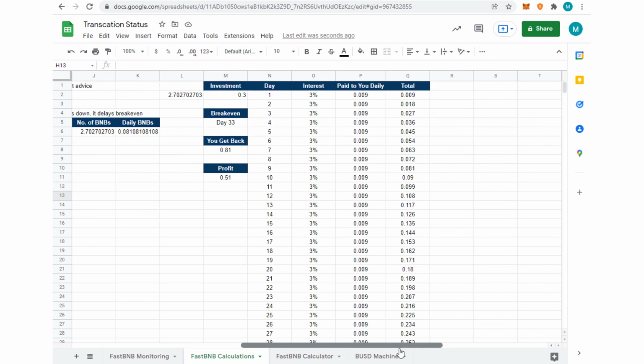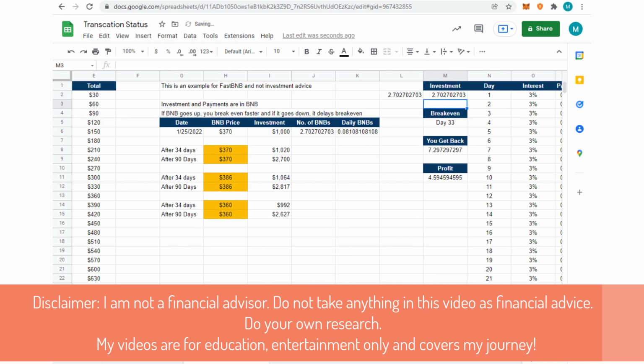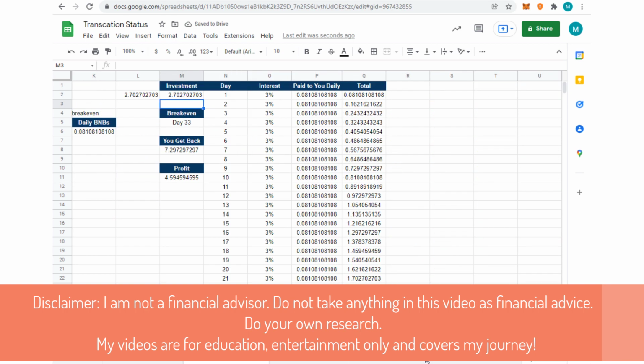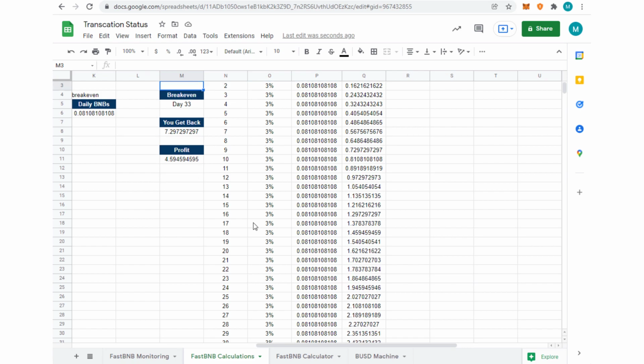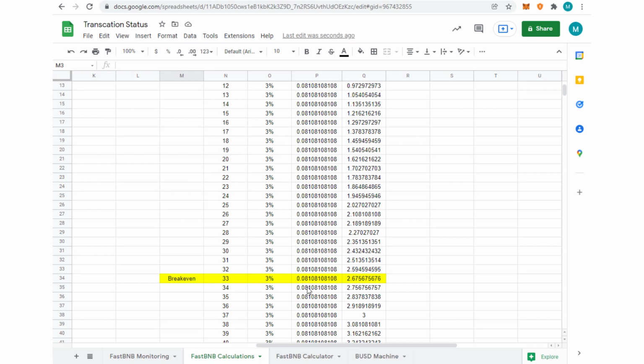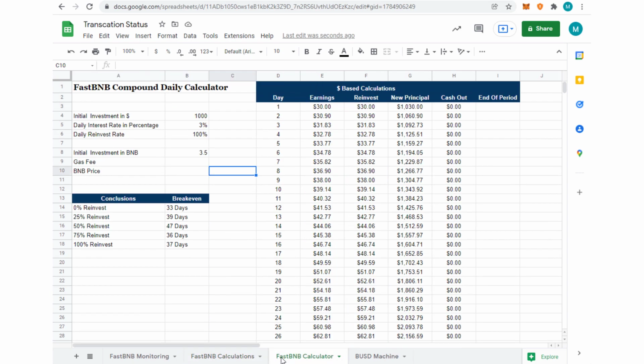So when you come back to this spreadsheet, if I put 2.7, in fact, let me just put the same number. So if this 2.7, because that was my total investment, every day this is 0.8 BNB I'm gaining, but at day 33 or 34, I'm making that break even. So that is the calculator I had built before. So what I did, I had enhanced this more, so it gives you a little bit more information. So this is a new calculator.